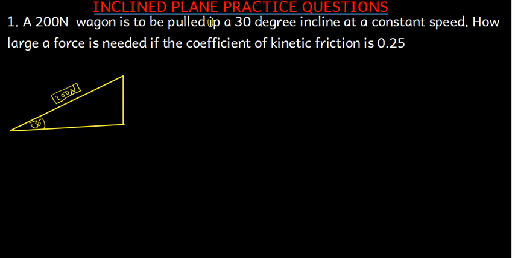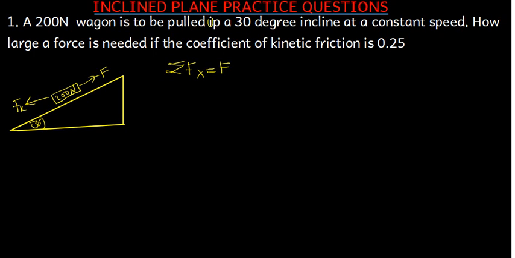So we want to pull this thing up at constant speed. What should the force be for us to be able to do so? We need to determine the net force in the x direction because we want to pull it up. The net force in the x is given by the forward force, the force going in the direction of the acceleration, which is the applied force F. And then notice that we've been given kinetic friction, so we have friction acting down the incline.